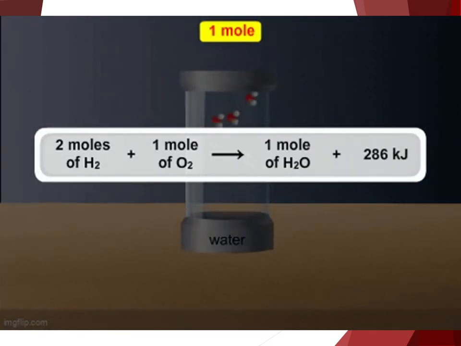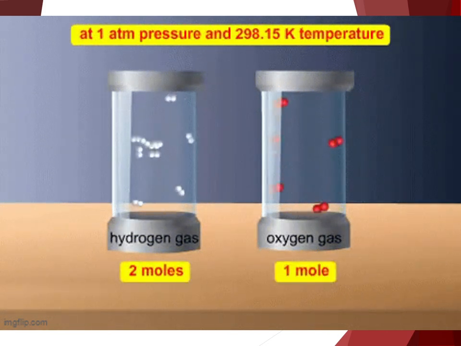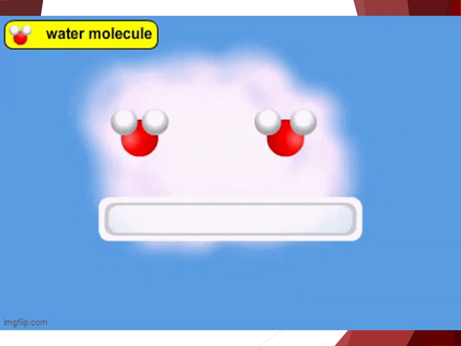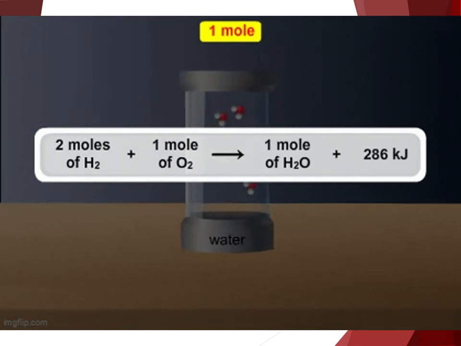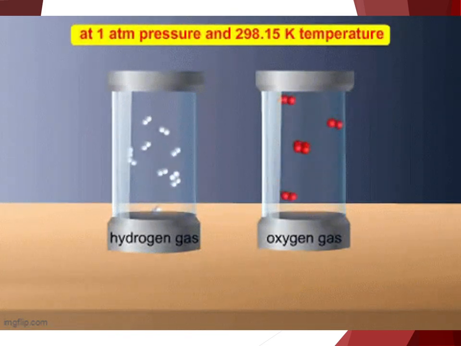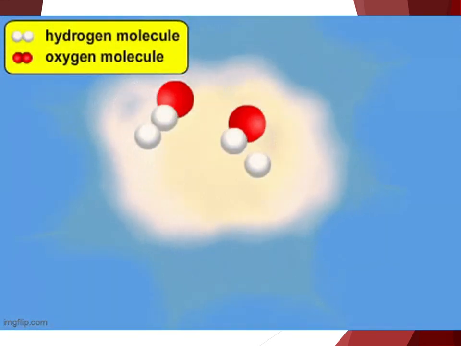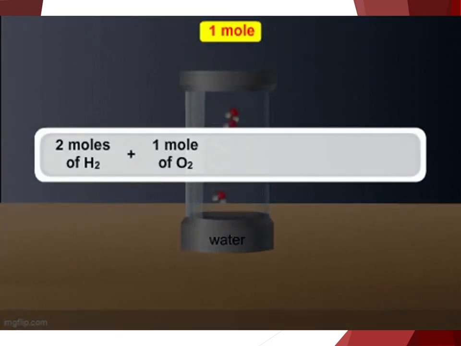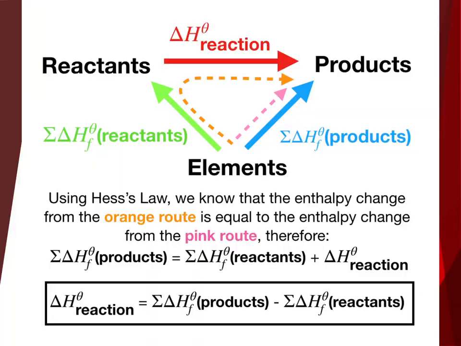Now, using standard heats of formation, the heat of reaction is calculated by subtracting the total heat of formation of the reactants from the total heat of formation of the products. So the formula for calculating the heat of a reaction can be written as delta H naught reaction is equal to delta H naught products subtract delta H naught of the reactants. Because the standard heats of formation are expressed in kilojoules per mole, the heat of formation for a specific compound must be multiplied by the coefficient of the substance in the balanced equation.